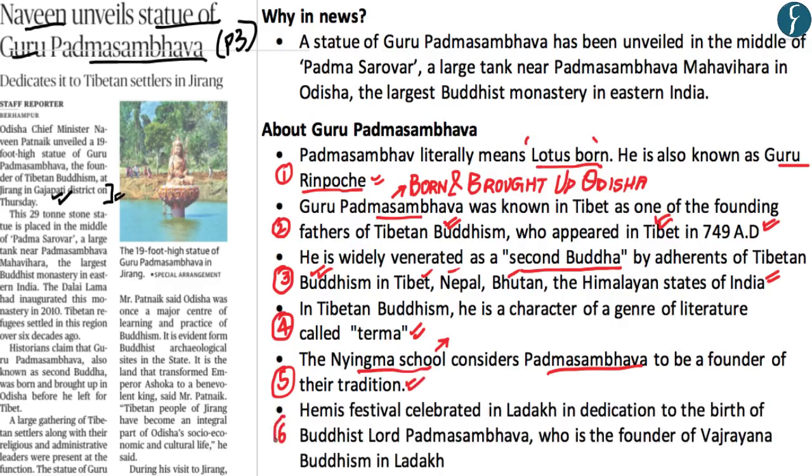And the sixth and the last main fact that you need to remember is that the Hemis festival, which is celebrated in Ladakh, is dedicated to the birth of Lord Padmasambhava, whereby Lord Padmasambhava is also considered as the founder of Vajrayana Buddhism within Ladakh. Now these are the 6 main facts that you need to remember about Guru Padmasambhava with regards to your upcoming prelims examination of 2019. And so now with this, let us move on to the next article.